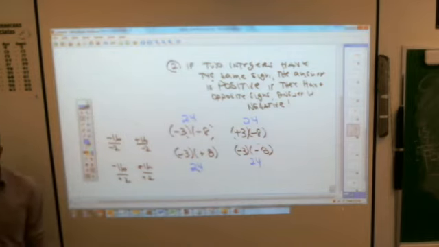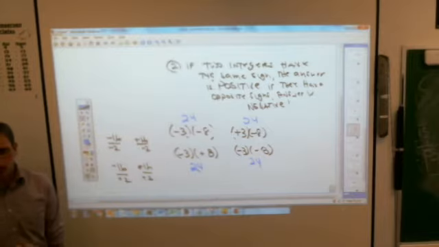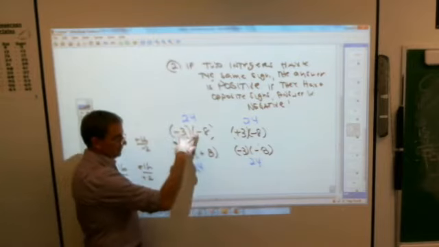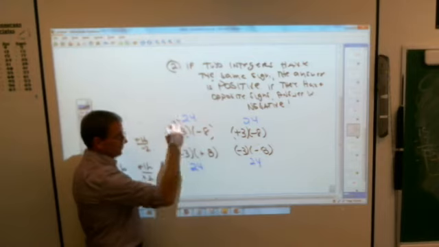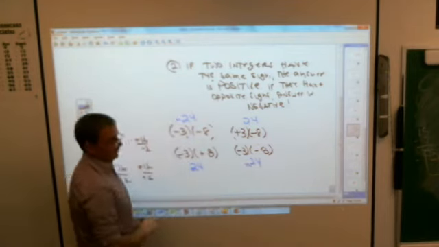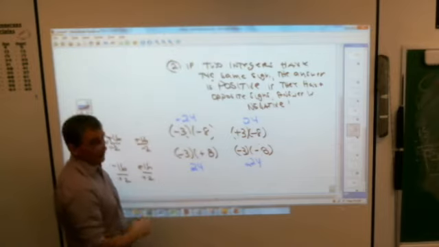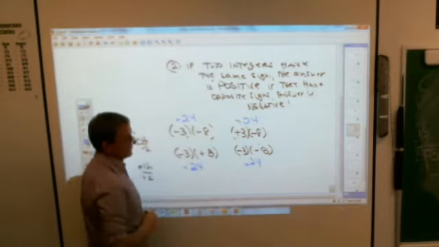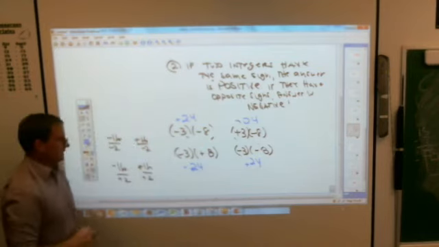The deal is you have to figure out, is it going to end up being positive or is it going to end up being negative? And it's just this simple. If they both have the same sign, whether they both be positive or negative, your answer will be positive. If you have one negative, one positive, it doesn't matter which one is which, your answer will be negative. Just that easy.